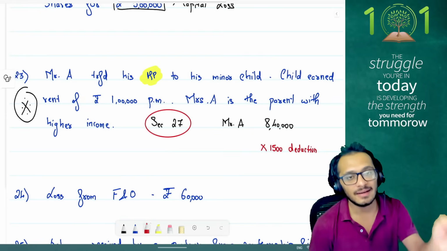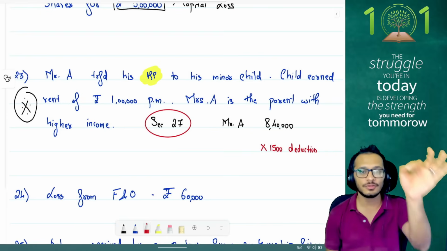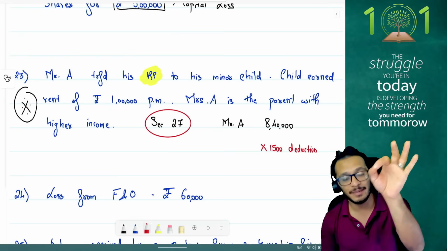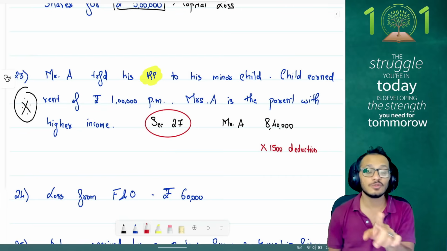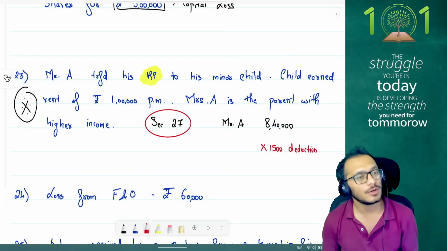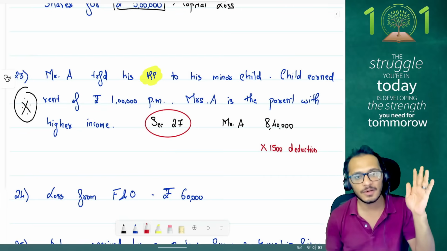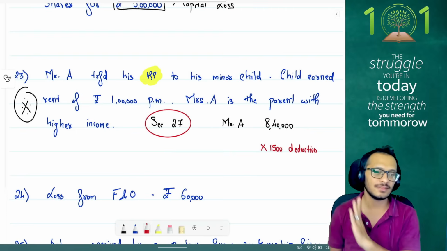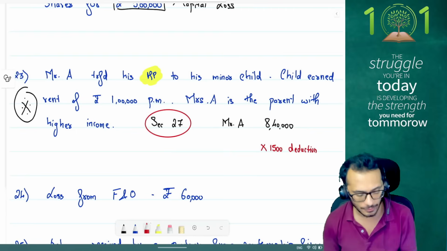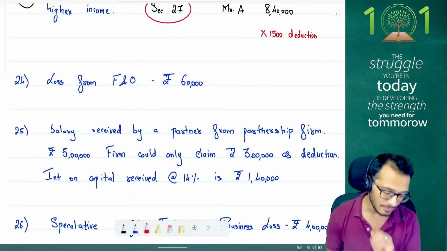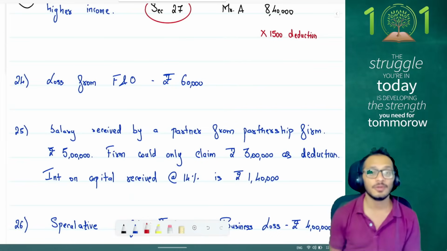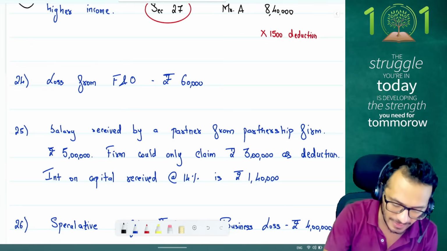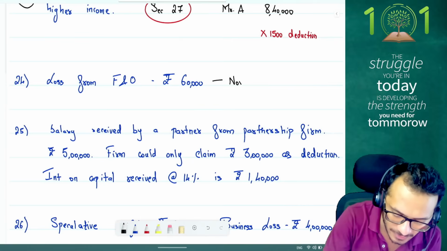Understand, any kind of transfer from a spouse to his spouse, or from a parent to his minor child, for a house property, goes under deemed ownership rules. It does not go under clubbing rules, and therefore clubbing provisions will not apply. HP rules will apply. Because clubbing rules itself are not applicable, no exemption of 1500 rupees will be granted to you. Yes, amazing. 24. It says loss from FNO. This is something which came in May 2025 exams, people. ICAI has taken a position saying loss from FNO is a normal business loss.